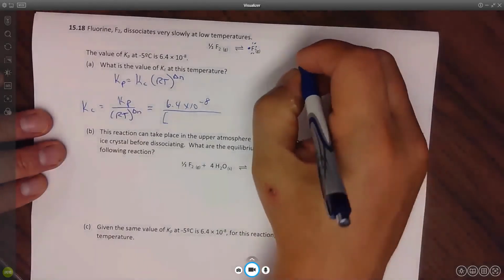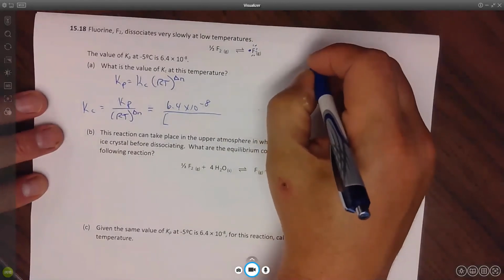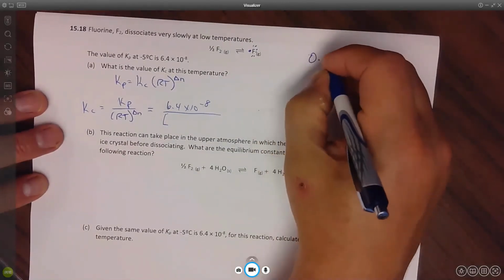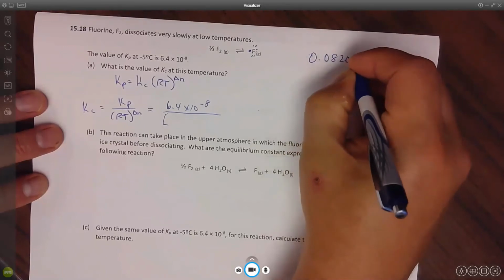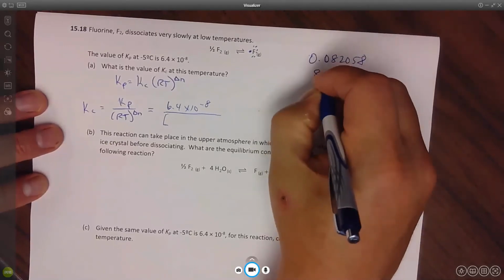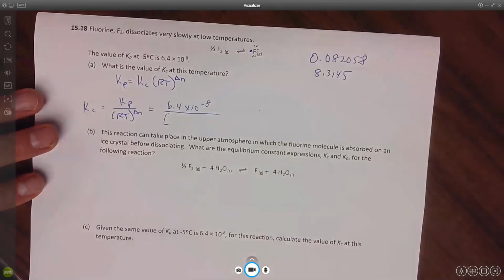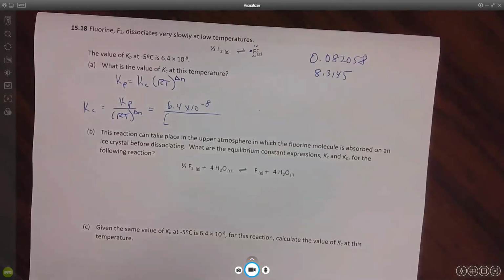We have two values of R that you're supposed to know, right? We have a 0.082058 and an 8.3145. Does Kp have a unit on it? Kp does not. Kp doesn't have units. Kc doesn't have units. We're going to deal with Kas, Kbs, Ksps, Kfs, Kds. None of them will have units.